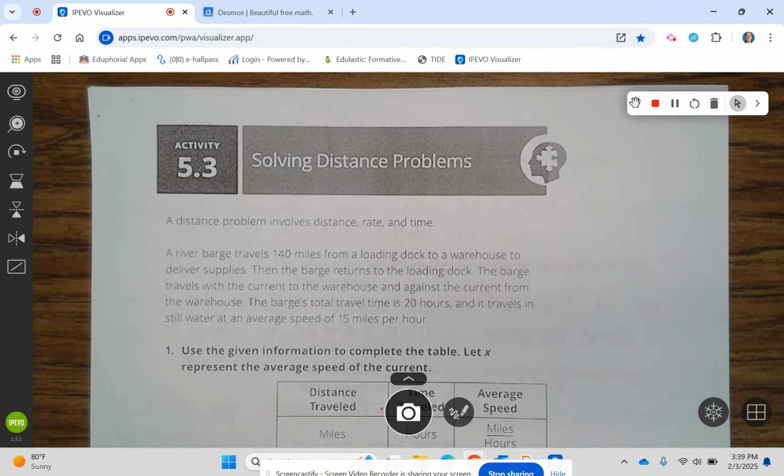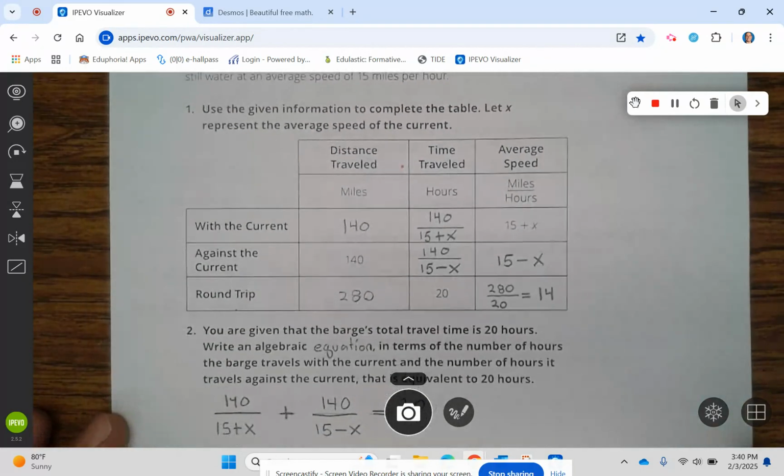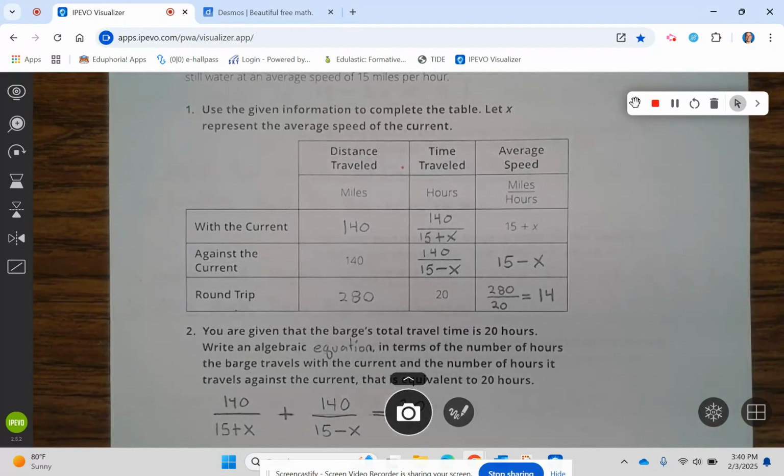The barge's total travel time is 20 hours, and it travels in still water at an average speed of 15 miles per hour. 1. Use the given information to complete the table. Let x represent the average speed of the current.